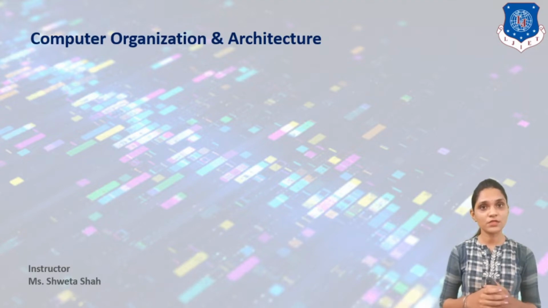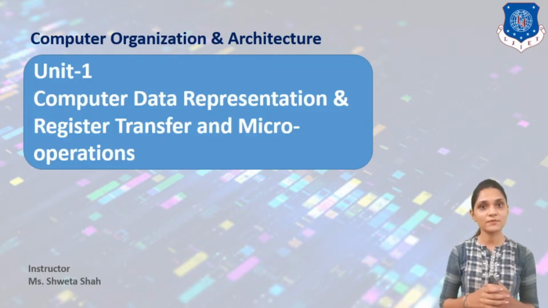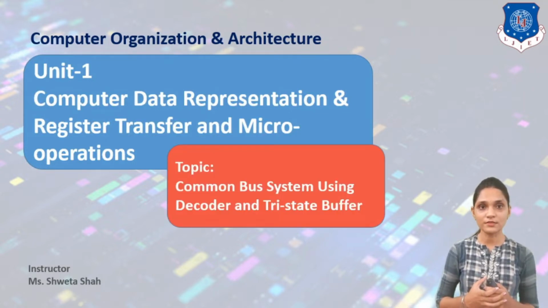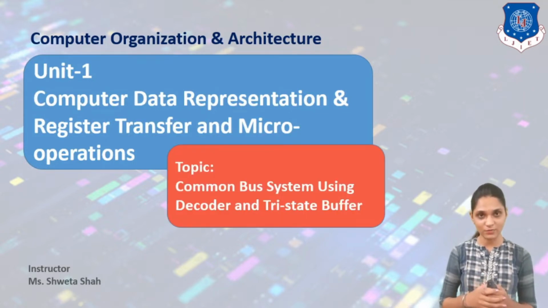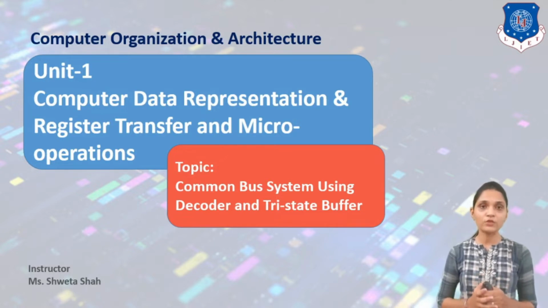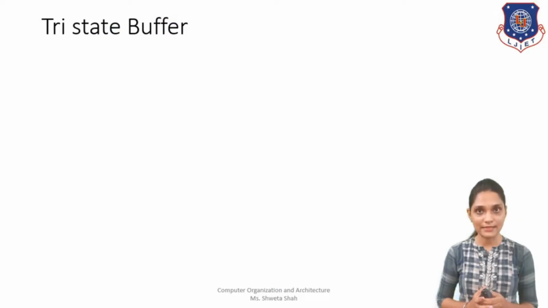In this subject, we have started Unit 1, that is Computer Data Representation, Register Transfer and Micro Operation. Today we are going to see the topic Common Bus System using decoder and tri-state buffer. In the last session, we have seen the Common Bus System designing using multiplexer. In this session, we are going to see how we can design the Common Bus System using decoder and tri-state buffer. Before going to the topic, let us see what is a tri-state buffer.